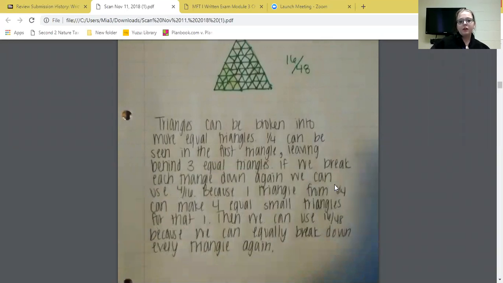Triangles can be broken down into more equal triangles. 1/4 can be seen in the first triangle, leaving behind 3 equal triangles. If we break down each triangle again, we can use 4/16 because one triangle from 1/4 can make 4 equal smaller triangles for that one. Then we can use 16 and 48 because we can equally break down every triangle again.